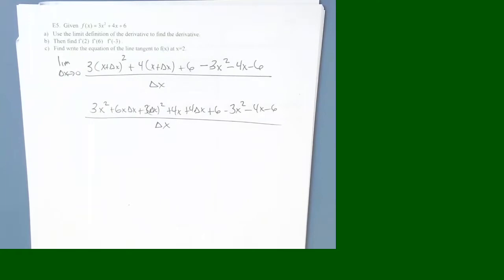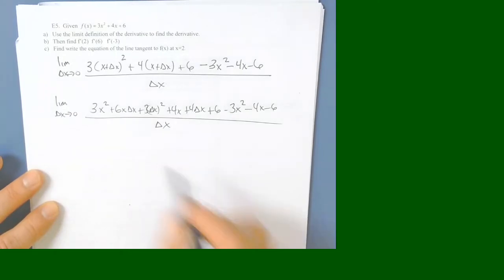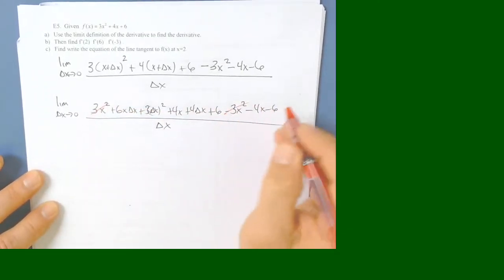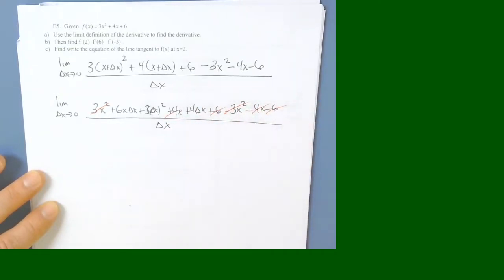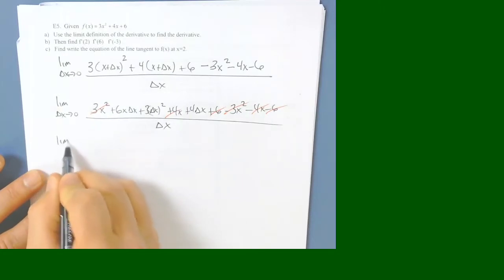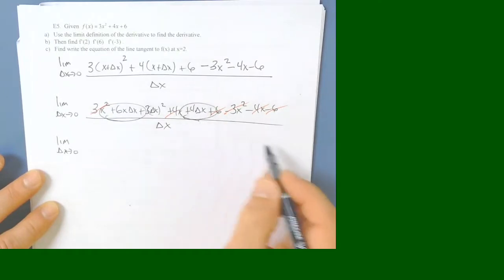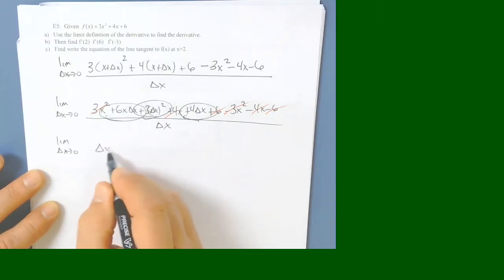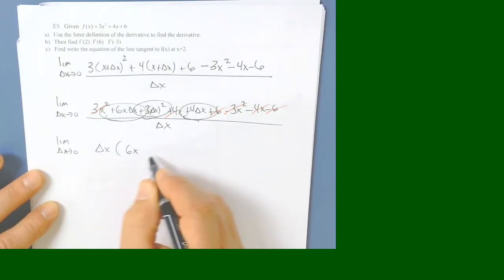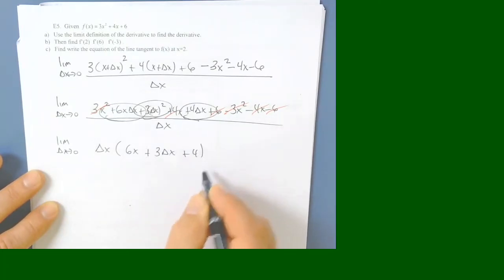over delta x. What did I forget? My limit. I haven't taken it yet. 3x squared cancels out, 4x cancels out, 6 cancels out. I am left with the limit as delta x goes to 0. This guy, this guy, this guy, they all have a delta x: delta x times 6x plus 3 delta x plus 4, over delta x.